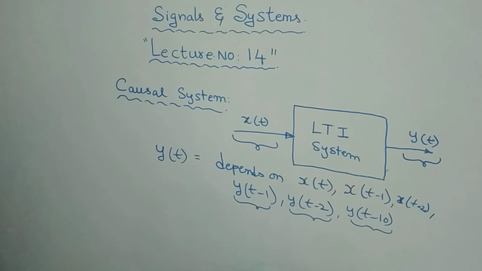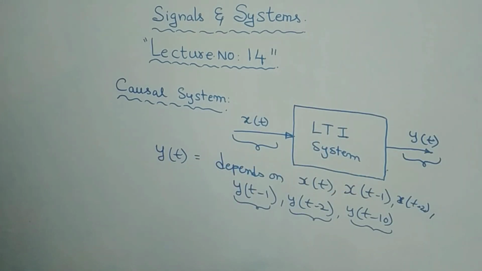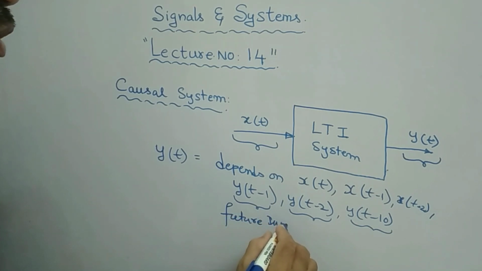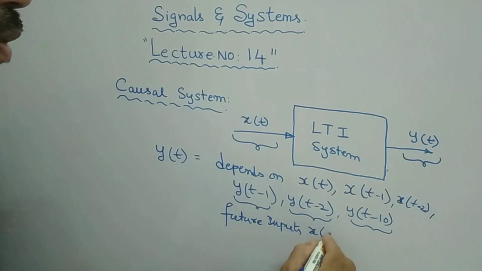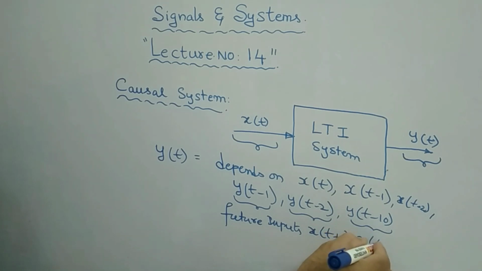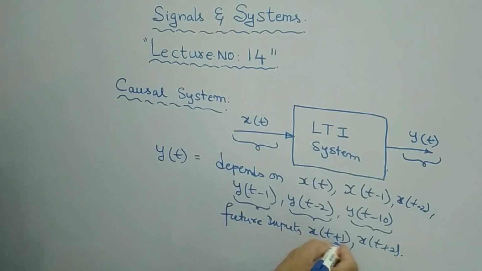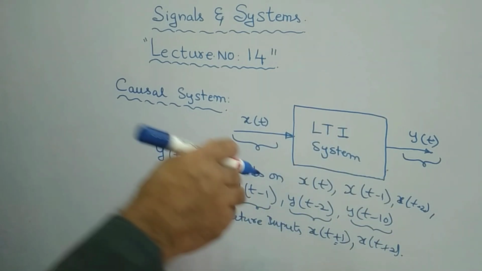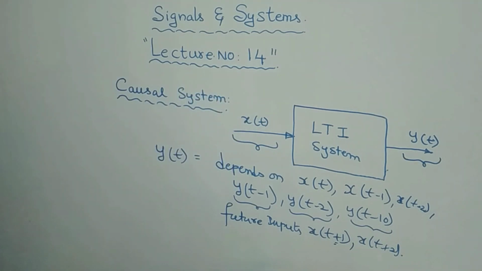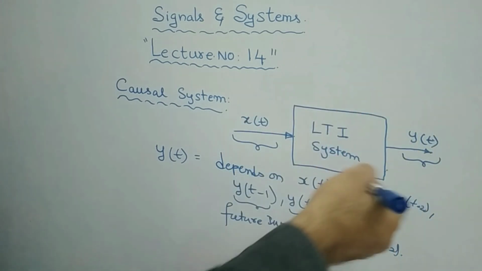On the other hand, if the output of the system y of t depends on future inputs, that is, some x of t plus 1, x of t plus 2 and so on, then if you have some plus terms, that is called the future input, as well as the future output, meaning y of t plus 1, y of t plus 2, y of t plus 3 like that.